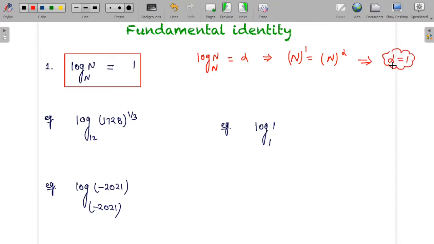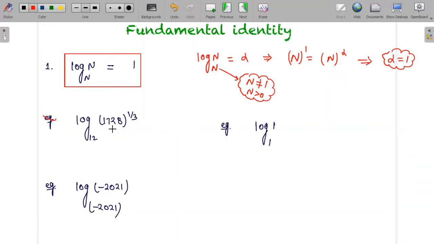Remember, before you embark on this property, you need to ensure that your base should not be equal to 1 and it should be greater than 0. And so should your number, it should be greater than 0. Before we embark on the properties, your log should be defined. So let's take a couple of questions.